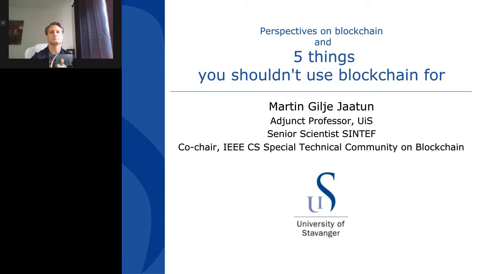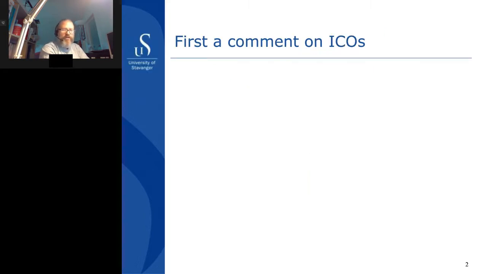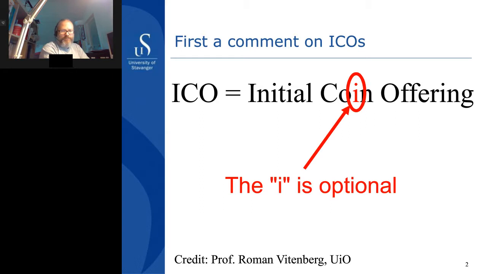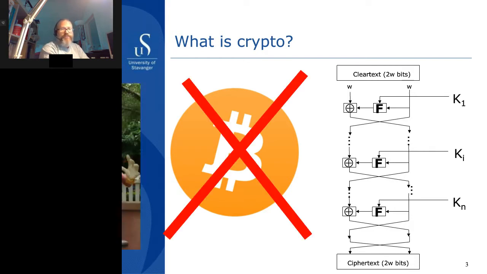Thank you, Kerry. Welcome to this webinar. First of all, I'd like to make a small comment on ICOs. ICO is an initial coin offering, in other words, it's a license to print money. But beware, the I is optional. Next, a bit of terminology. What is crypto? On the right of this slide, you can see a typical Feistel cipher, as in the Data Encryption Standard. This is crypto. On the left, you see Bitcoin. Bitcoin is an example of a cryptocurrency that is not crypto. So don't be that guy.